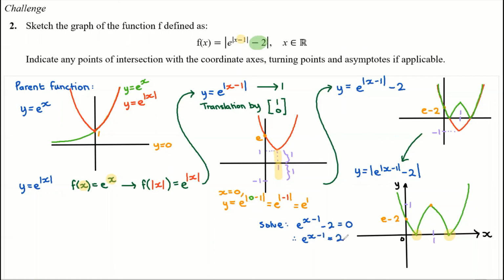And if we take logs of both sides, we get x-1 comes down, ln of e is equal to the natural log of 2. And then ln of e is, of course, just 1. So this term is just 1. So if I add 1 to both sides, that gives me my x value. So my x is going to be the natural log of 2 plus 1, or 1 plus the natural log of 2.